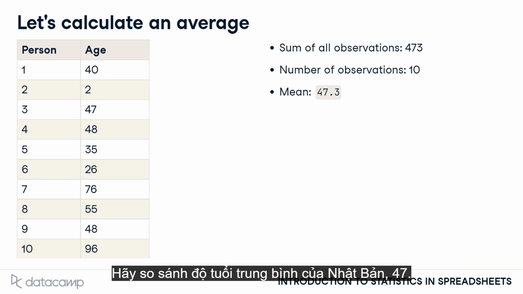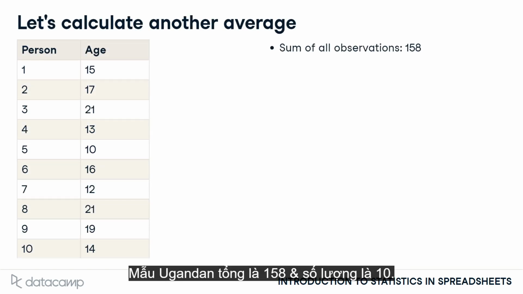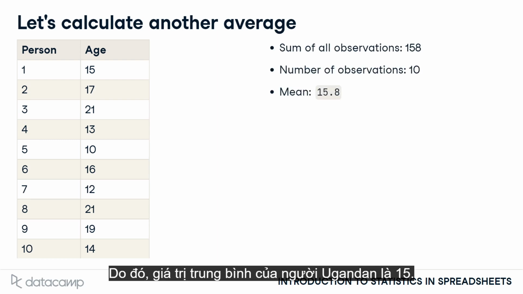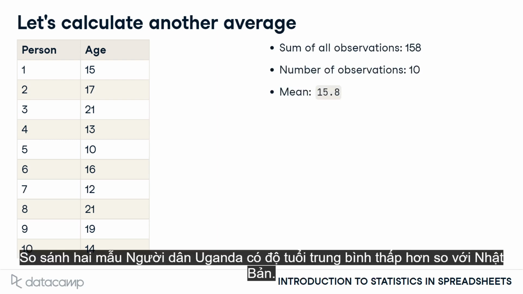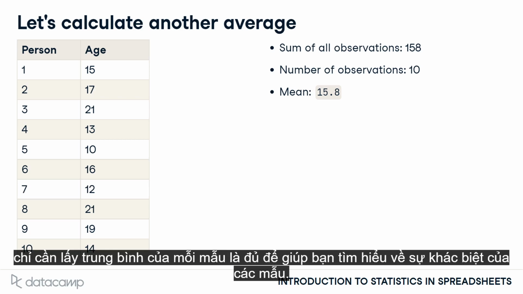Let's compare Japan's average age, 47.3, to Uganda's average age. The Ugandan sample sums to 158, and the count is 10. Thus, the Ugandan mean is 15.8. Comparing the two samples, Ugandans have a lower average age compared to Japan. In this example, you didn't have to compare all 20 samples to arrive at this conclusion. Simply taking an average of each was enough to help you learn about the sample differences.